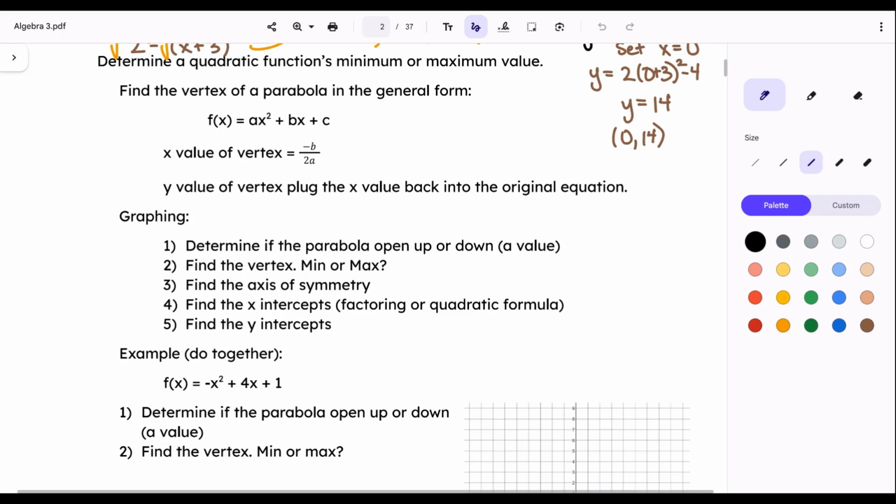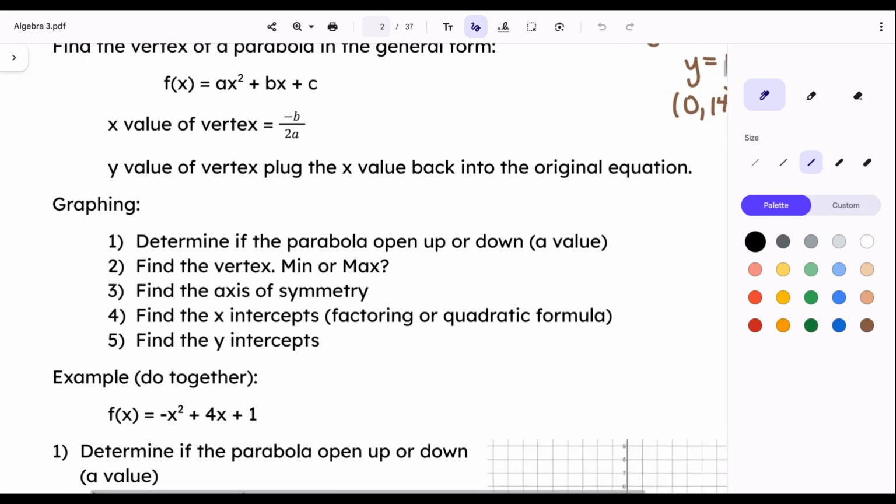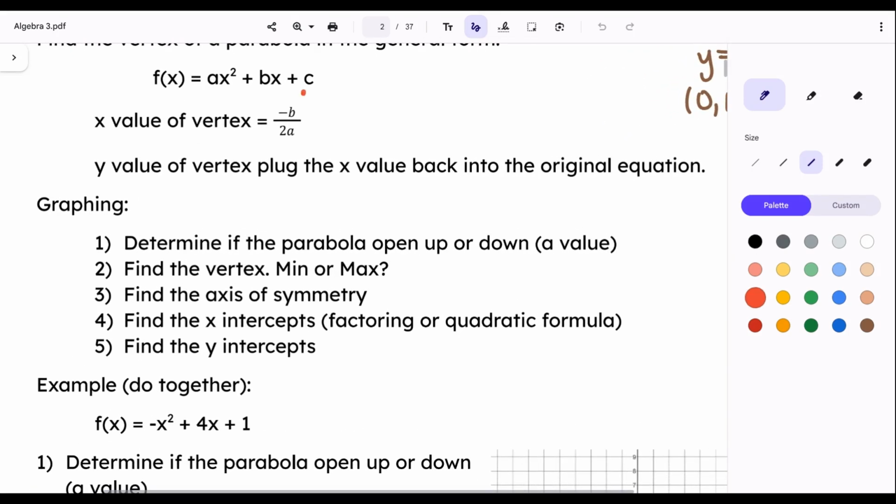To find your vertex, you're going to use this little formula right here. I always refer to that as opposite of b over 2a. And I say opposite of b because if the number is already negative, it is going to switch its sign to a positive. So I always refer to it as opposite instead of saying negative. And then it's all over 2 times your a.